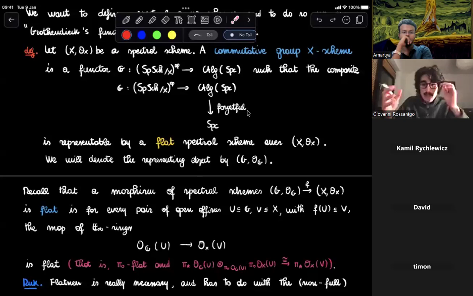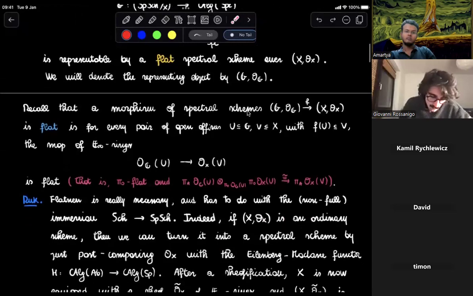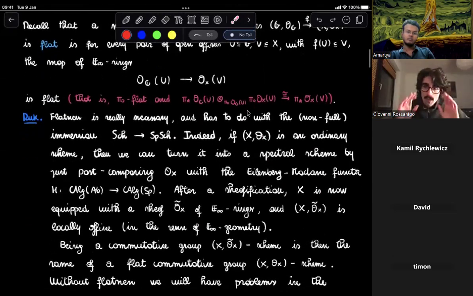So the idea is that when you have a property of ordinary rings, and you want to extend this property to infinity rings, you just ask the property on the level of pi naught, and then you lift, and you ask the graded commutative rings to behave in the same way. So when I speak about a commutative group scheme over X, I mean a functor which is represented by some spectral scheme which is flat over the base. And as I said before, flatness is really something which we have to impose.